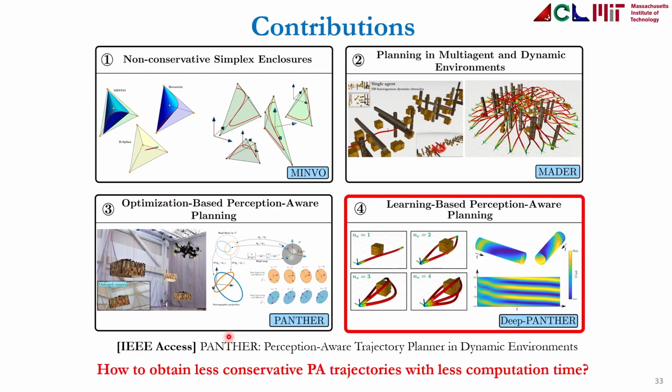Now the question is the following one. So Panther worked really well, but its main two disadvantages were the fact that the solutions were a little bit conservative, and then the computation times were between 70 and 100 milliseconds. And with this fourth contribution, I answer the question of whether or not it's possible to create perception-aware trajectories, which are similar to the one we were creating here, but that are on one hand less conservative, and on the other hand, we are able to obtain them with much less computation time.